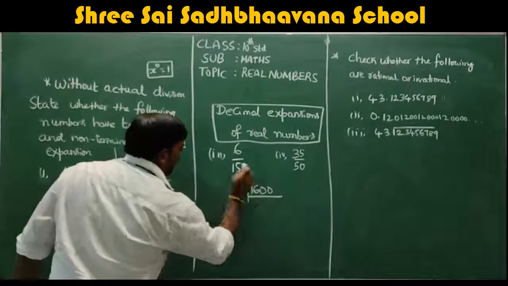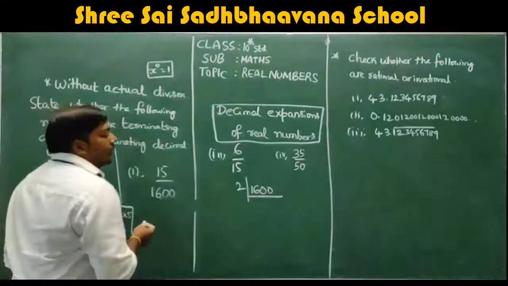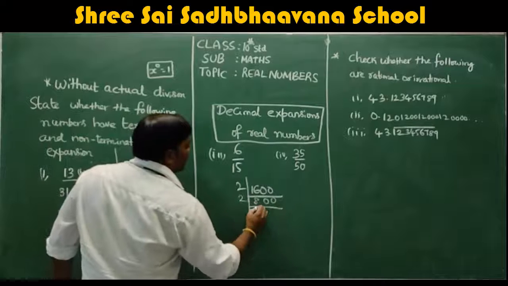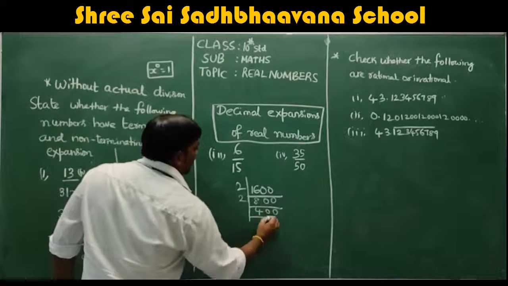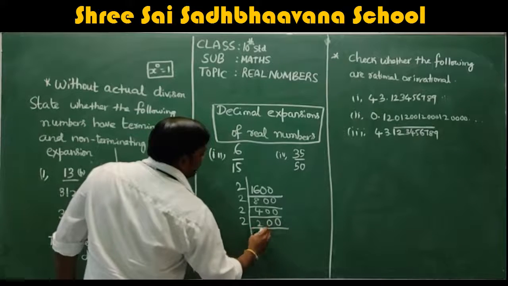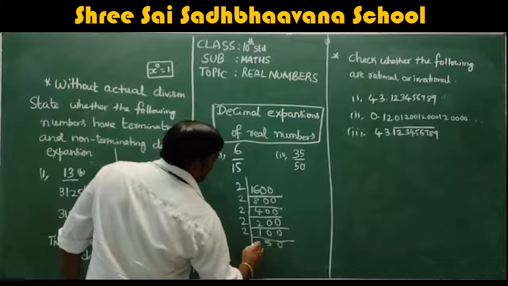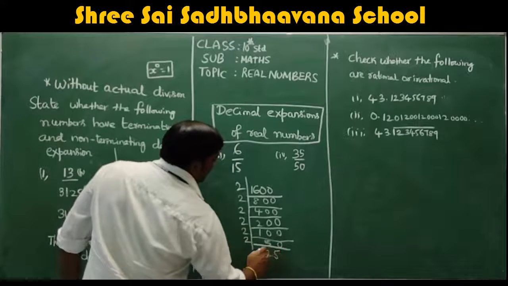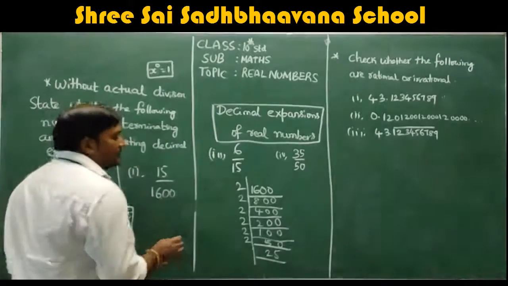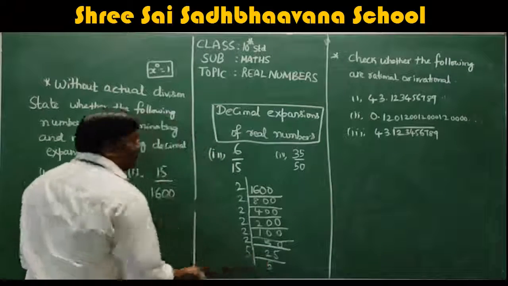can be written as 2. Just divide by 2, because 1600 is divisible by 2. Correct? So, 2 eights are 800. Again, 2 fours are 400. Again, 2 200. Again, you will get 2 100. Next 250. Next 225. And 25 is not divisible by 2. Correct? 25 is not divisible by 2. So we have to take 5. 5 fives are 25. And 5 is a prime number.